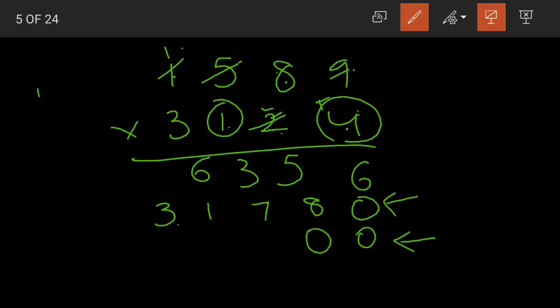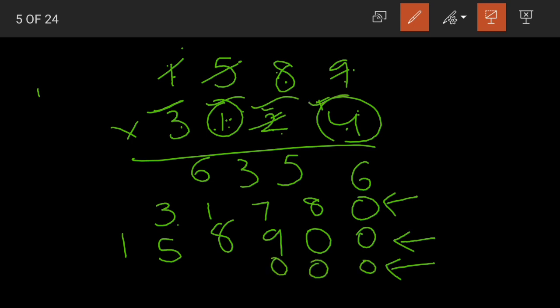Now let us start multiplying. 1 into 9, 9. 1 into 8, 8. 1 into 5, 5. 1 into 1, 1. Yes, children? Yes, 1 into anything, any number will give us the number itself. Now coming to the last digit, 3. Again new line. Now after 3 we are having 1, 2, 3 digits. So we'll place 3 zeros. Now let us start multiplying.